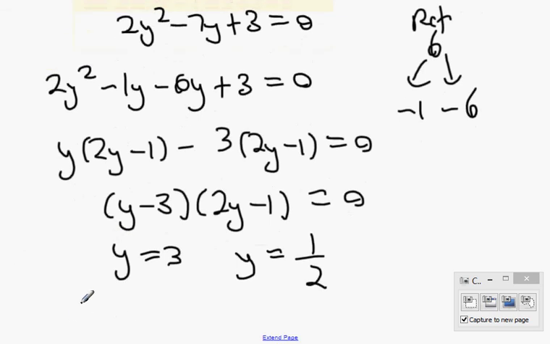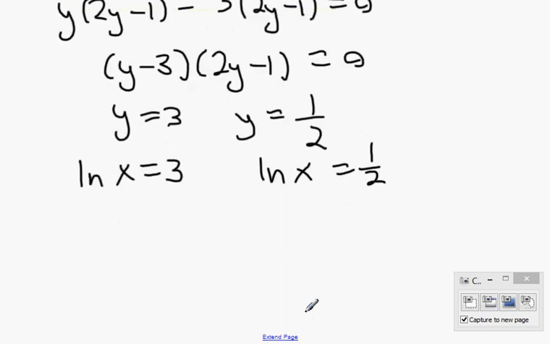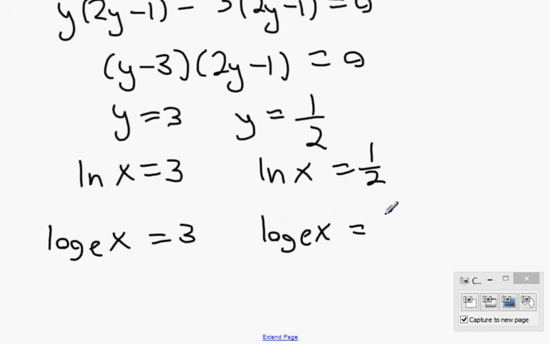What did I say y was? I said ln x. It's ln x equals 3 or ln x equals a half. I already did one of these questions already. It's log base e of x. That's what it means, Hugo. That's what ln x means. Remember, this one here is the power and this is the base. It means x equals e to the power of 3 or x equals e to the power of a half.